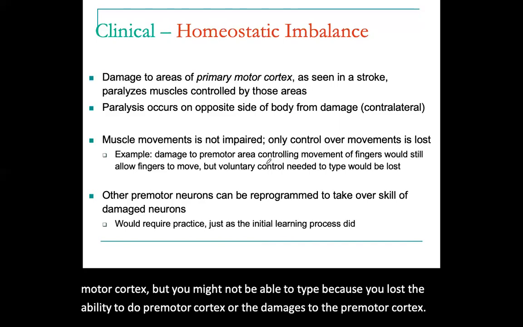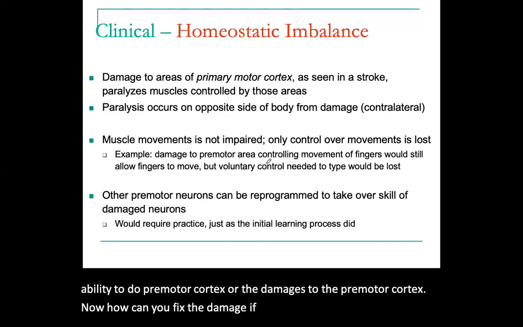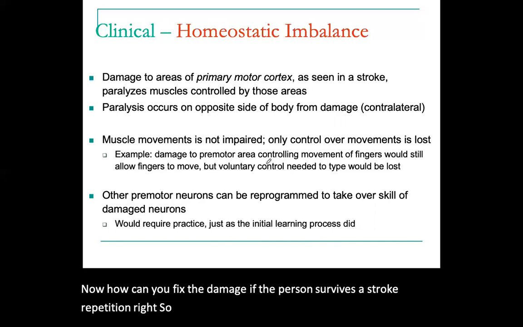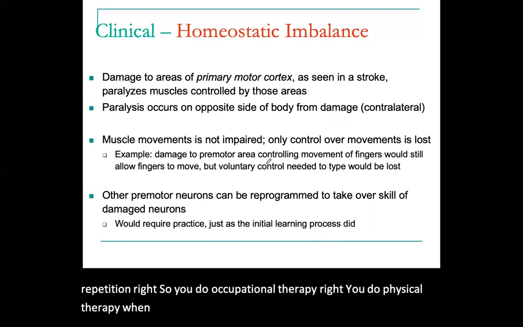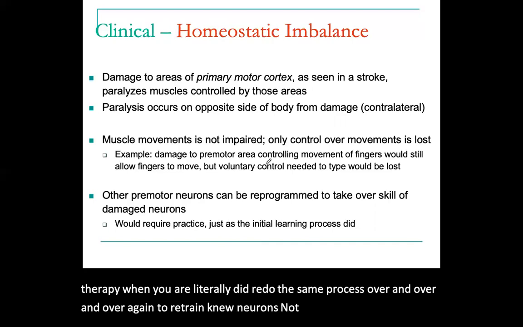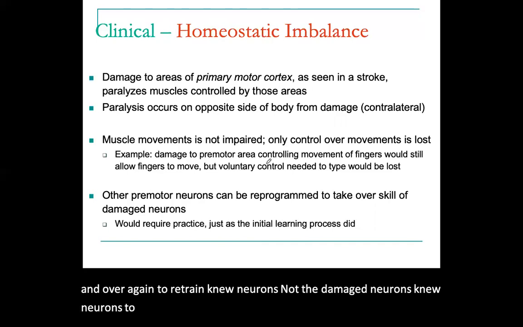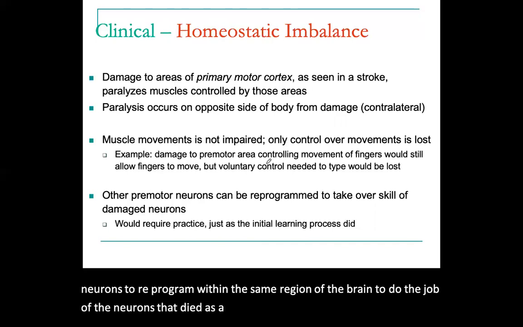Now, how can you fix the damage if the person survives a stroke? Repetition, right? So you do occupational therapy, you do physical therapy, when you literally redo the same process over and over and over again to retrain new neurons, not the damaged neurons, new neurons to reprogram within the same region of the brain to do the job of the neurons that died as a result of the stroke.